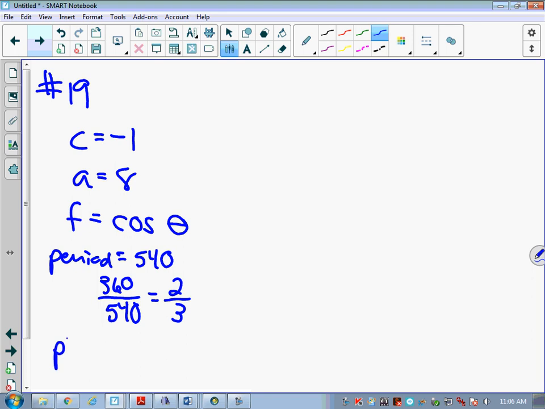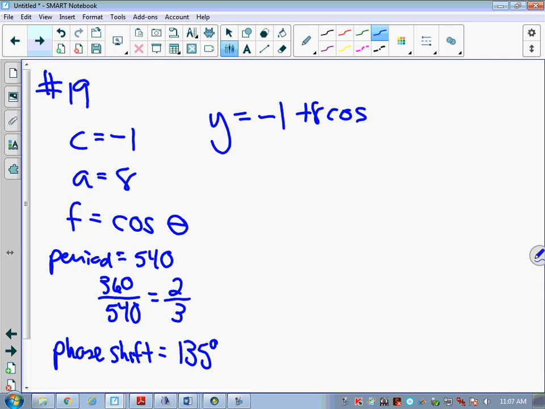And then our phase shift, okay, you're going to look at, on a cosine, where it reaches its maximum, closest to the y-axis, and you should see that at 135 degrees. You see that? Okay, and it's to the right, which means in the end we're going to end up using subtraction. So we have y equals negative 1 plus 8 cosine. Now before we put in our theta, we're going to put in our period change, so 2/3 theta minus 135 degrees. That's everything in order.